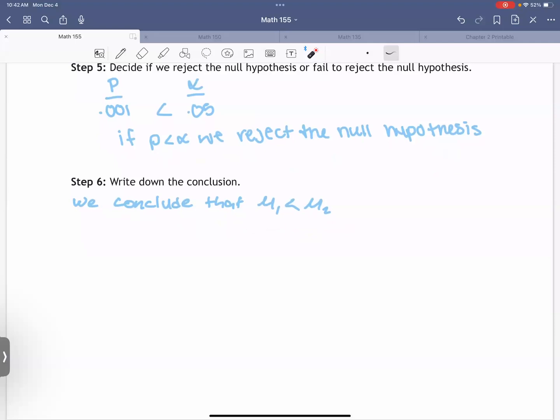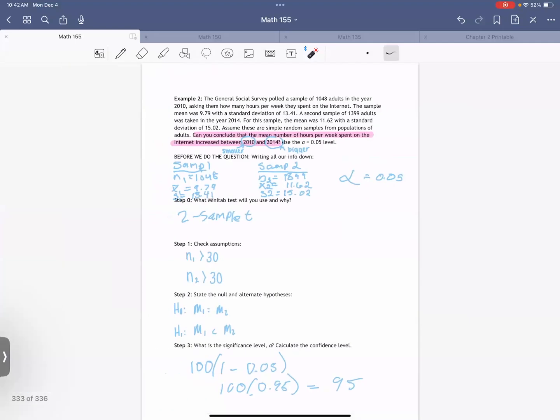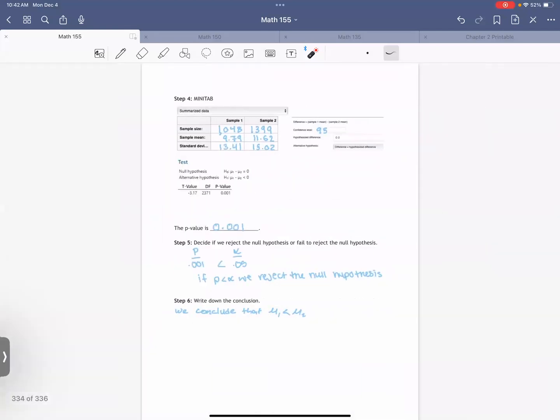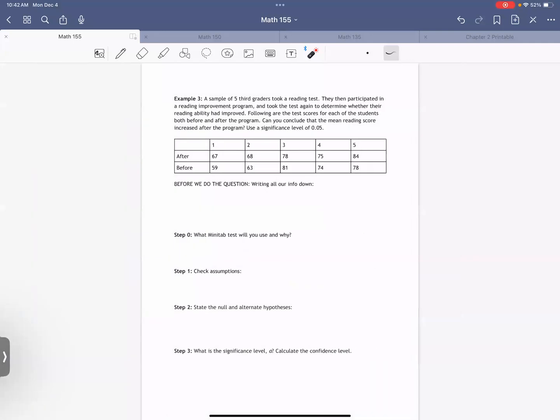All right. Any questions on how to do the 2 sample t-test? All right, now this is actually where I left off in my last class. We probably do have enough time to do example 3, but I don't think you guys mind leaving like 6 minutes early, do you?